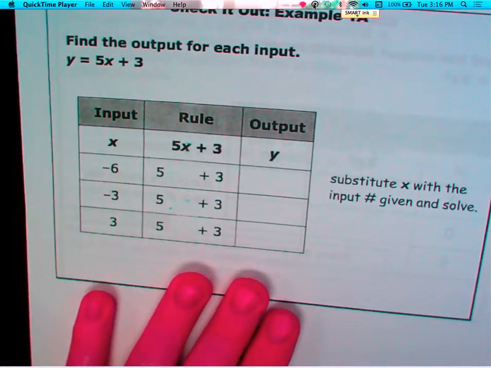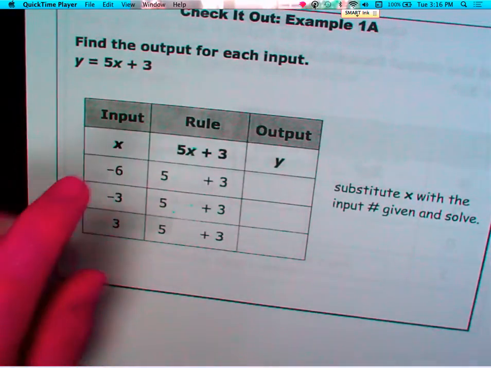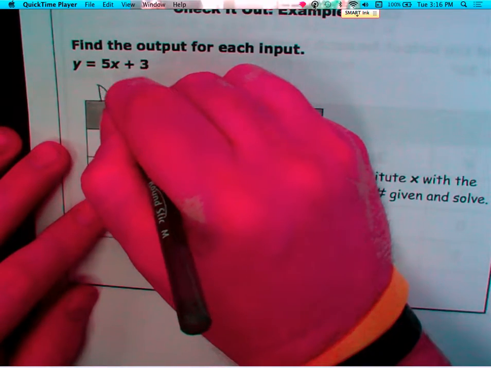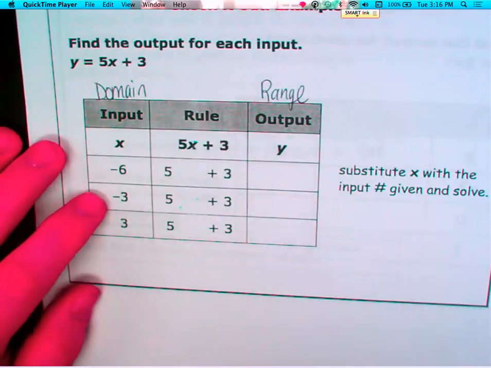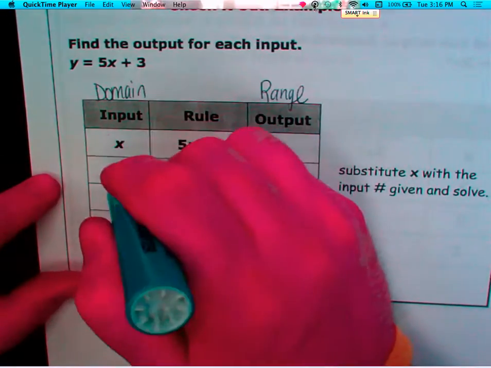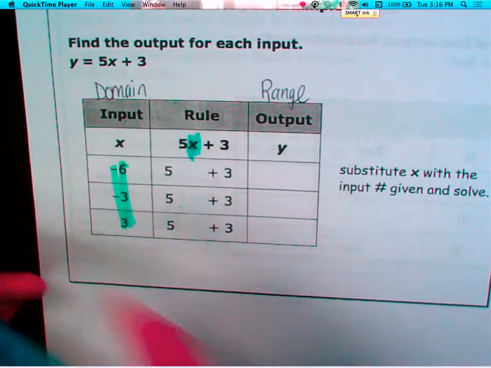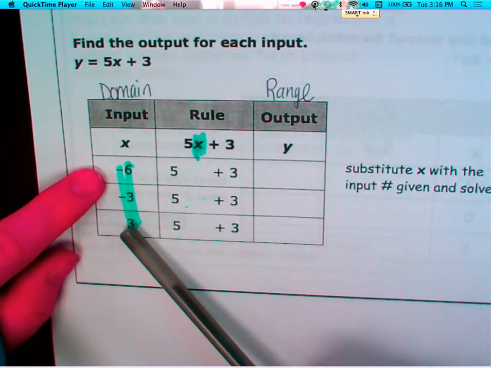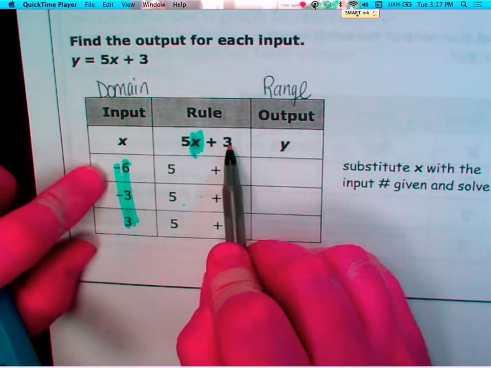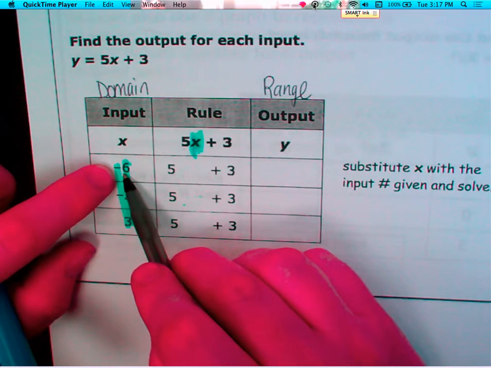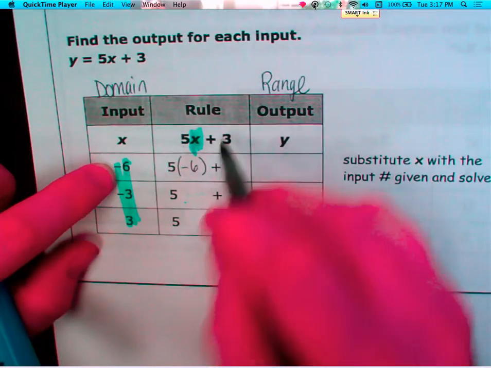Okay, same thing again. I want to find the output, which is my range for each domain. So I know this is my domain, this is my x, this is my range. Okay, so I'm going to put them in there, highlight my x, and let's just fill them in. These are the names I'm calling x. So this is 5 times x plus 3. And now x is -6. So it's going to be 5 times -6 plus 3.